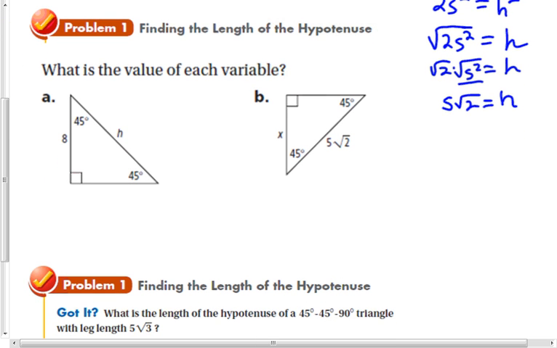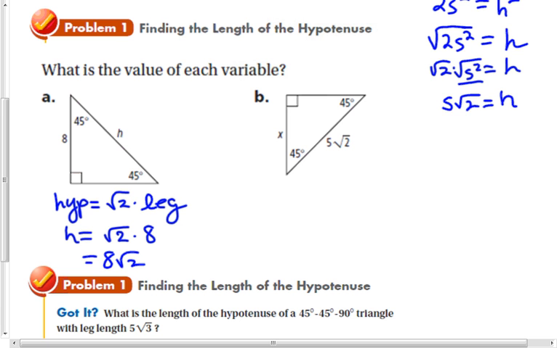All right, so let's see how we can use that. Notice these are 45-45-90 triangles, and the hypotenuse is equal to the square root of 2 times the leg, and that's the 45-45-90 triangle theorem. The hypotenuse here is h, and the leg here is 8. If I wanted to approximate that, I could use my calculator to help me, but if I wanted the exact answer, I would just write it as 8 times the square root of 2.